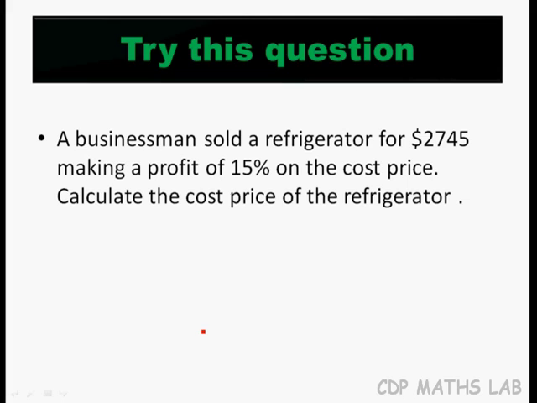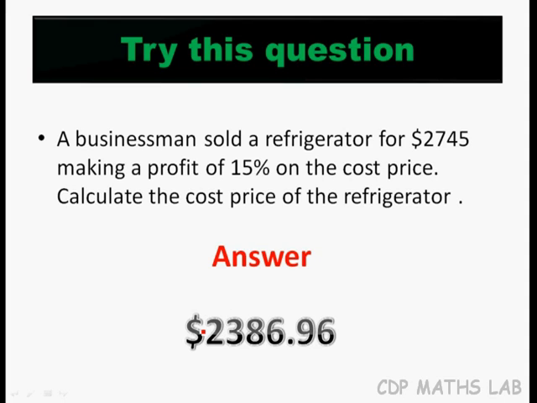Now, what's the question? It says a businessman this time sold a refrigerator for $2,745, making a profit of 15% on the cost price. Calculate the cost price of the refrigerator. You know what to do. Go ahead and pause this video and try this question. The answer is $2,386.96. Did you get this answer?